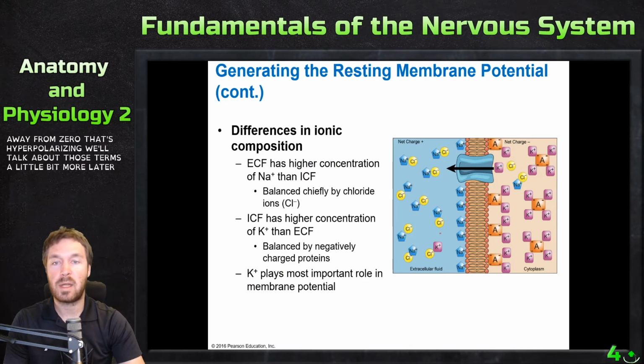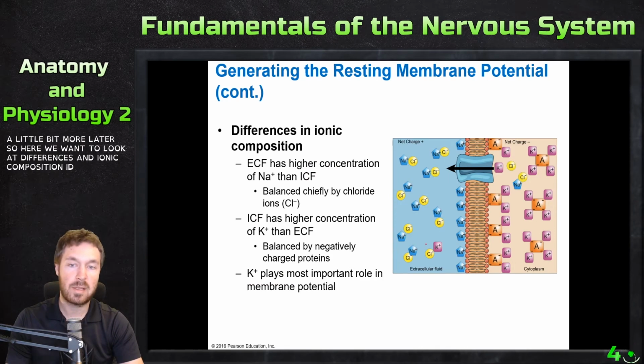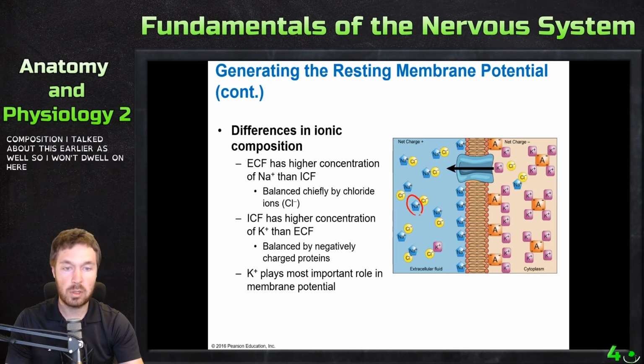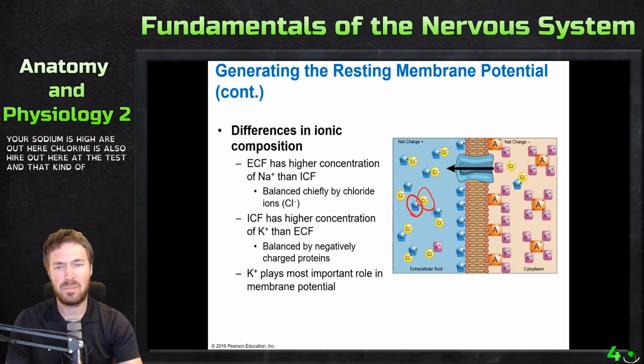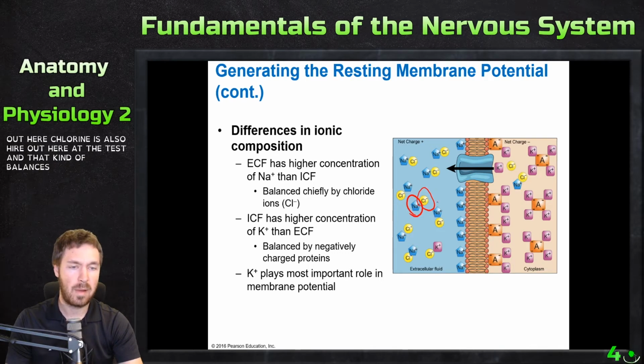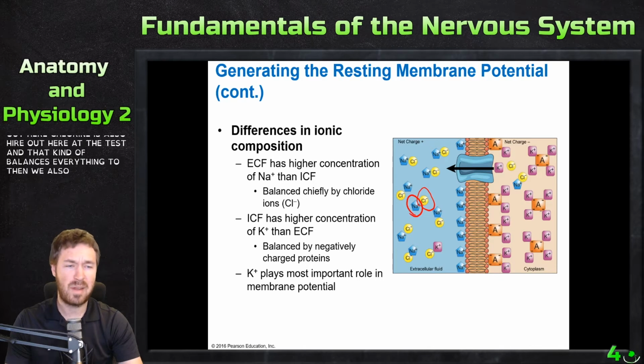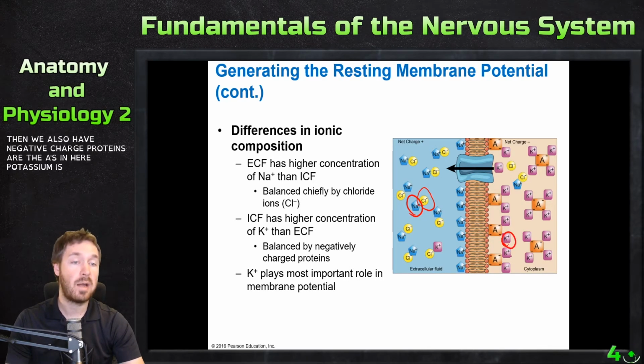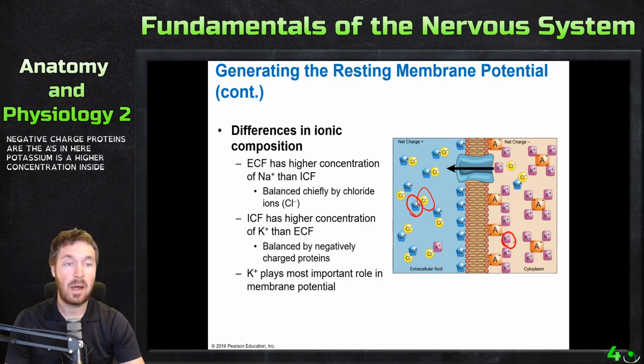Here we want to look at differences in ionic composition. I talked about this earlier as well, so I won't dwell on it here. Sodium is higher out here. Chlorine is also higher out here. Potassium, and that kind of balances everything too. Then we also have negative charge proteins, which are the A's in here. Potassium is a higher concentration inside, but there is still a negative charge inside because of these proteins.